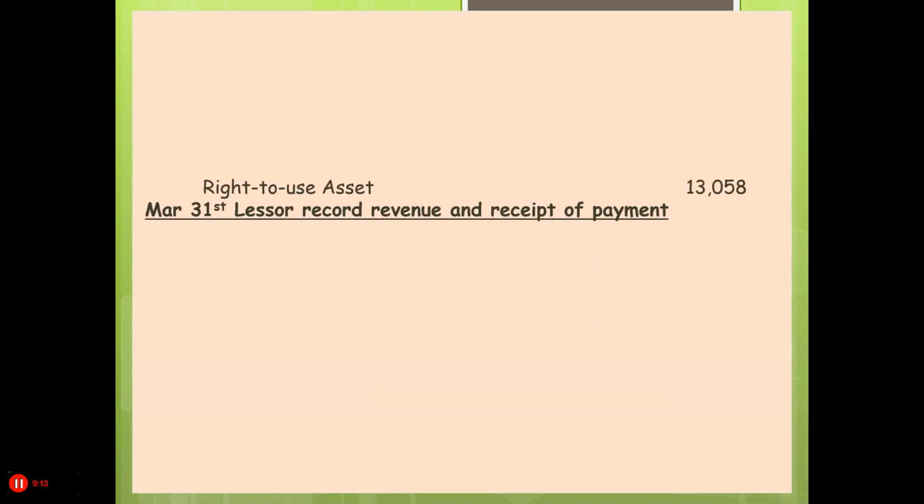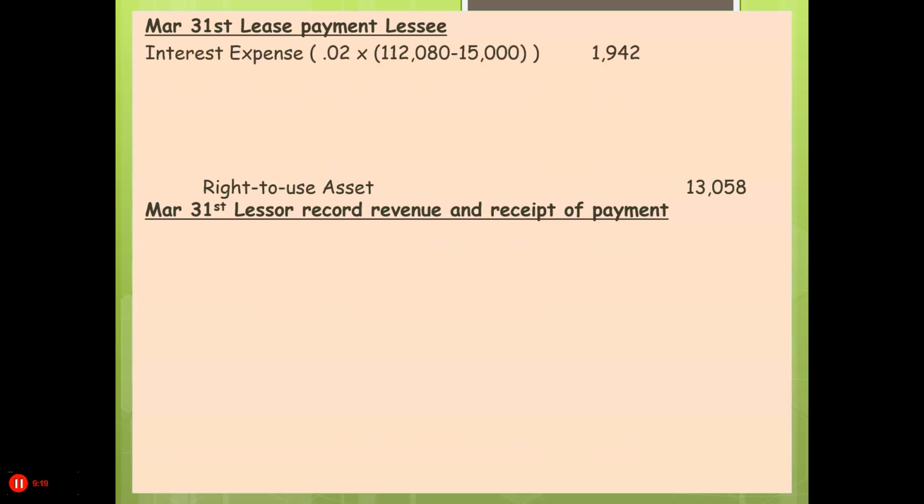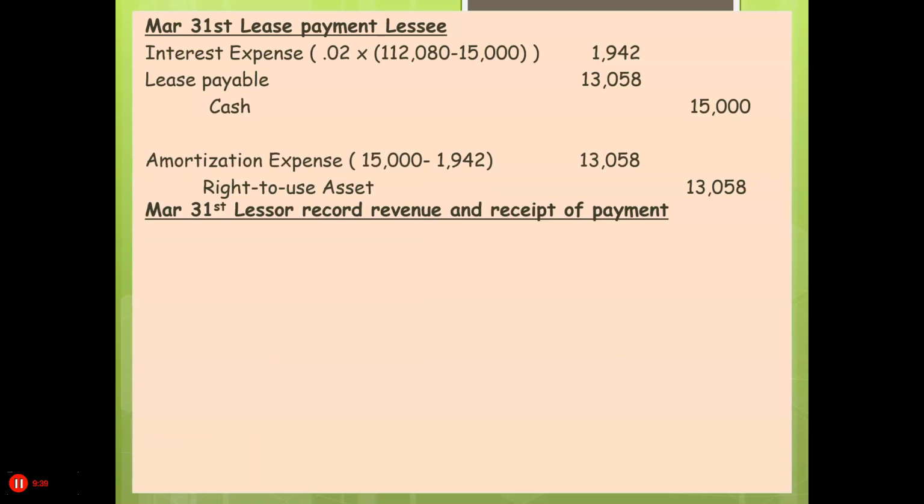Now, for our next payment, on March 31st, we're going to book our next payment. And if you notice, we have a portion of it that's interest expense, a portion that reduces our lease payable, and a portion that reduces our cash. And now we're also going to reduce our right-of-use asset that we put on the books. We reduce that by $15,000 minus the interest, and then we reduce our asset, which offsets our lease payable.